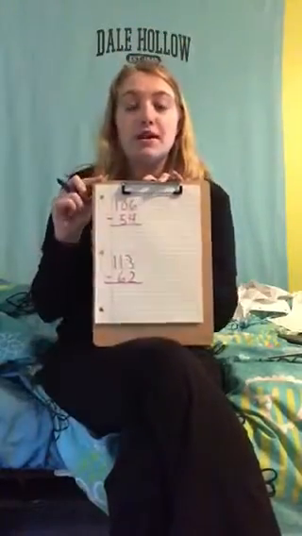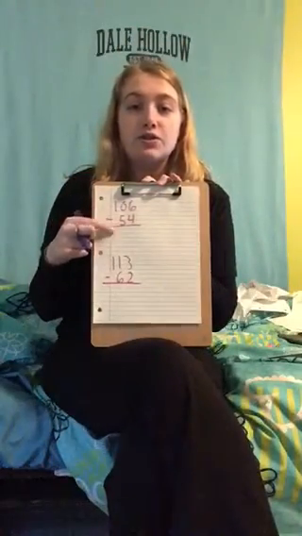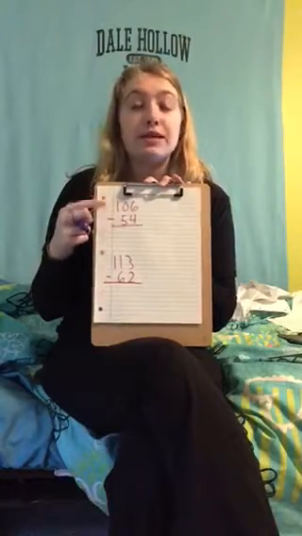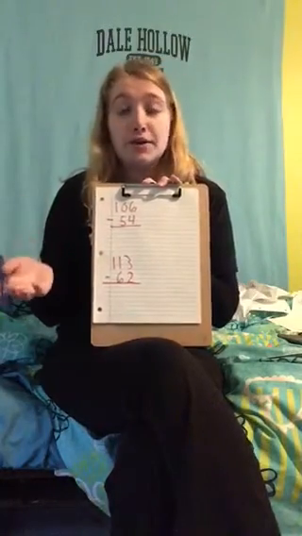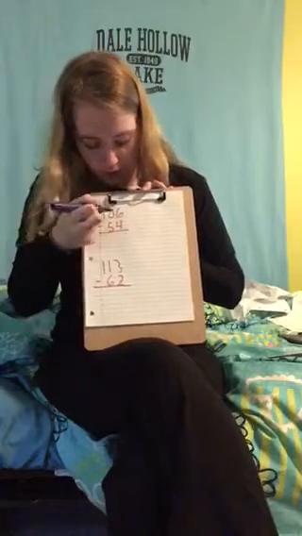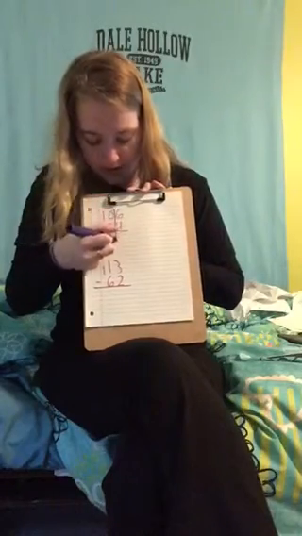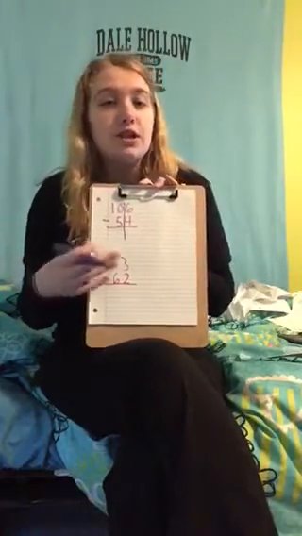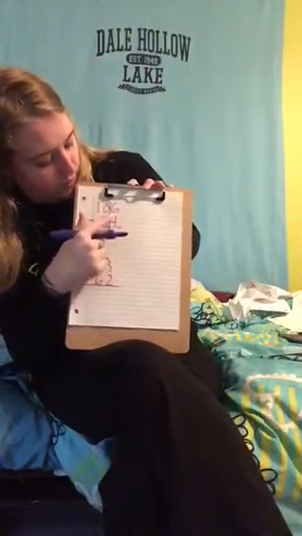Today we're going to be talking about taking a 2-digit number and subtracting it from a 3-digit number. Now, I'm going to start off the same way I have been, drawing a line between my ones and my tens. And I'm just going to start subtracting like I know how. So I'm going to start with my ones place and subtract 4 from 6.